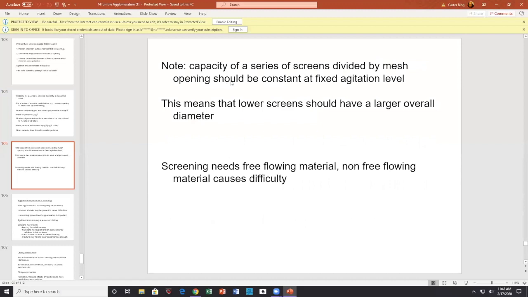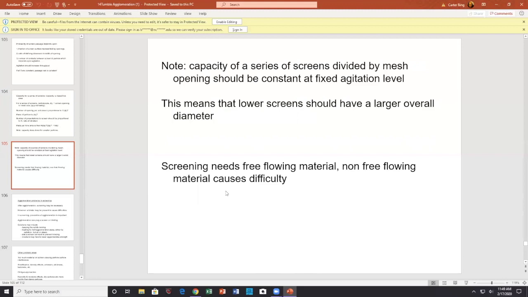The lower screens, the ones that are for fines, should be larger in diameter. More area, right? Fines need to be free-flowing. Non-free-flowing particles will cause you to agglomerate on the screen. Non-free-flowing materials have some sort of binder already, because that makes them non-free-flowing. So since it has a binder and agglomeration tends to be a natural process, you can have agglomeration on the screens, which means something needs to be done to prevent that from happening.